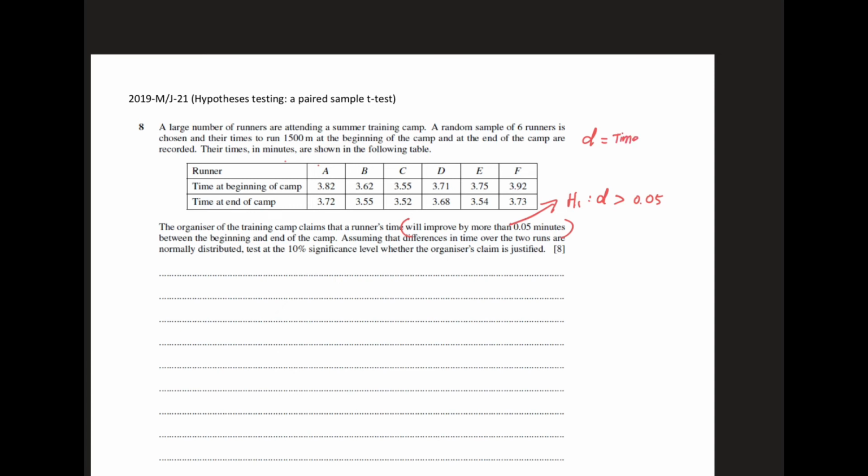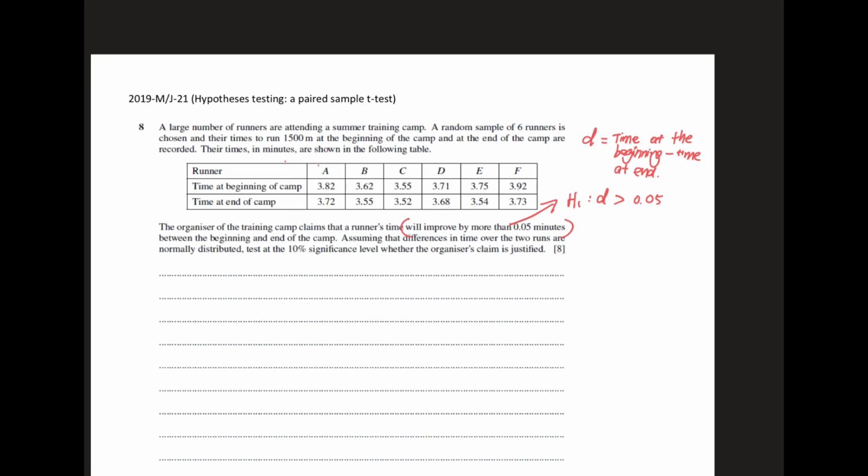Hold on, let me think about it. If they improve, that means this is the running time, so they will take a shorter time to finish. So then we have to do it the other way around: time at the beginning minus time at the end. So okay, that's our D.